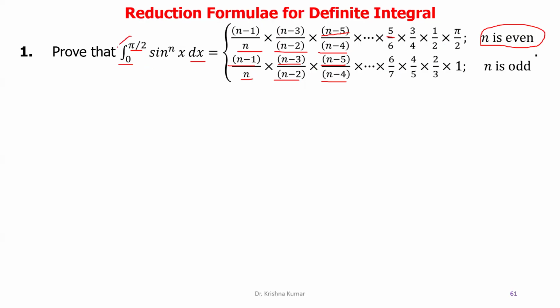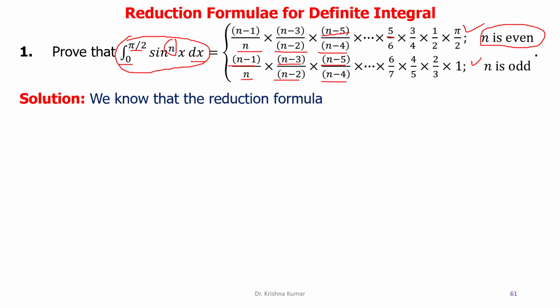We have already seen the reduction formula of sin^n x dx, but at that time the integration was an indefinite integral. But now if we take the limit from 0 to π/2, it has two values. It depends upon the value of n. If n is even, then we get this result, and if n is odd, then we get this result. So let us try to prove this result.